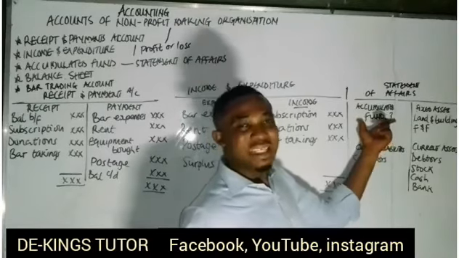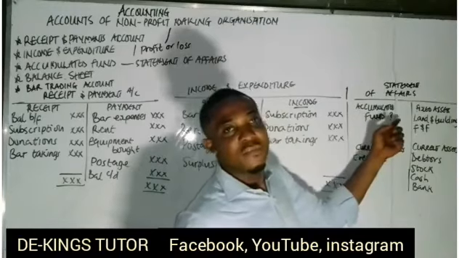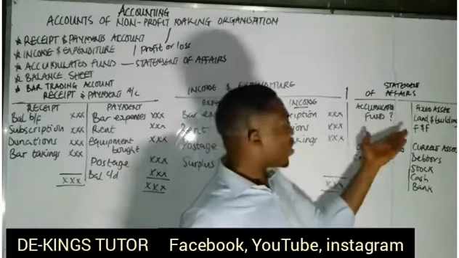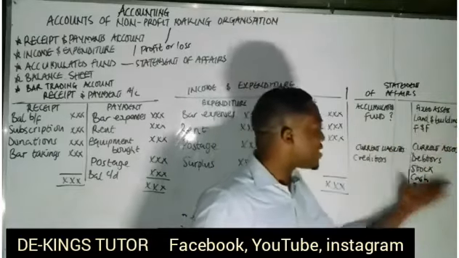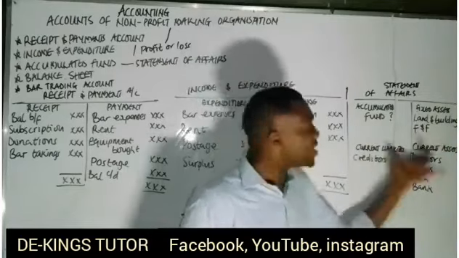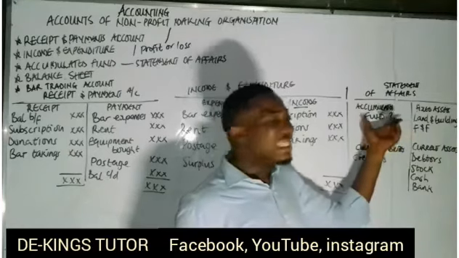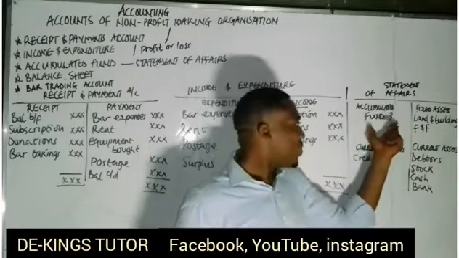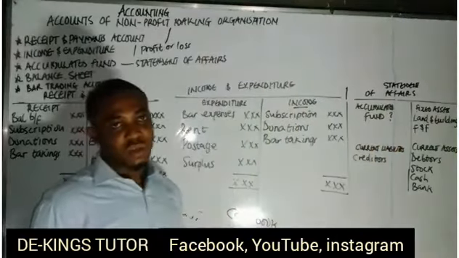The accumulated fund is the essence of preparing this, so it becomes the balancing figure. Okay, so you add up your assets and deduct your liabilities from them. The balancing figure will give you the accumulated fund, and this is what you post in the balance sheet.